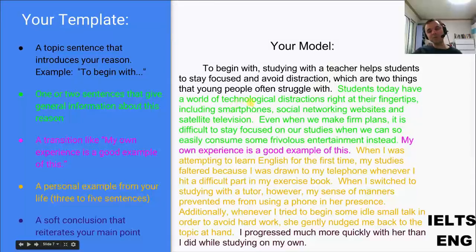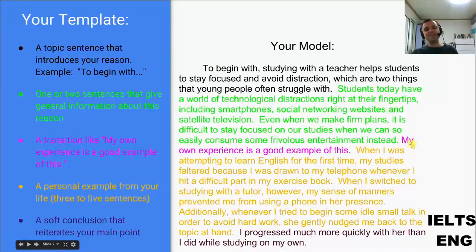Students today have a world of technological distractions right at their fingertips, including smartphones, social networking websites, and satellite television. Even when we make firm plans, it is difficult to stay focused on our studies when we can so easily consume some frivolous entertainment instead. Again, this just provides a bit more information about the topic, and it does not involve a personal example. That comes later.